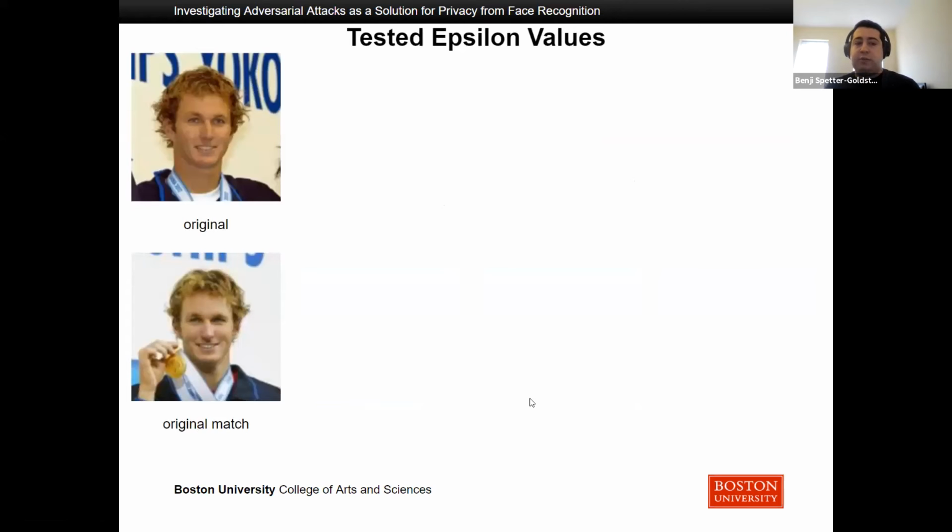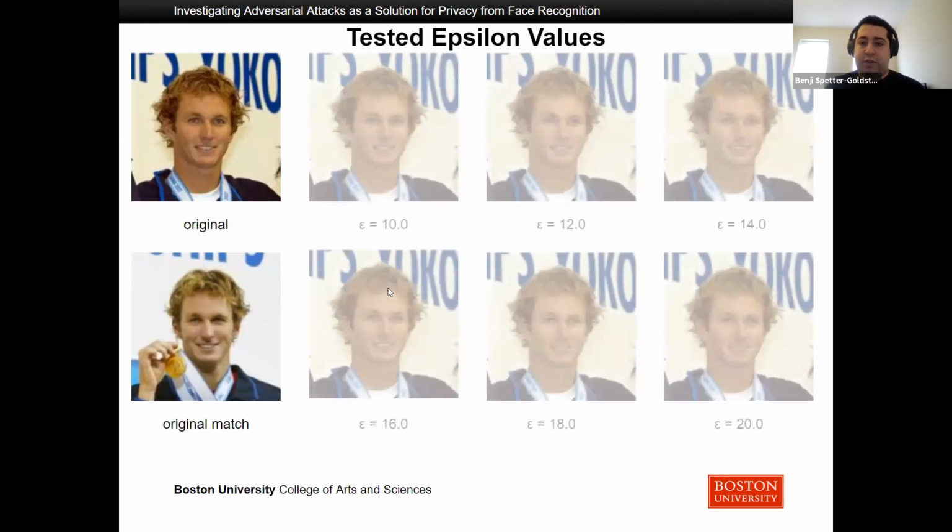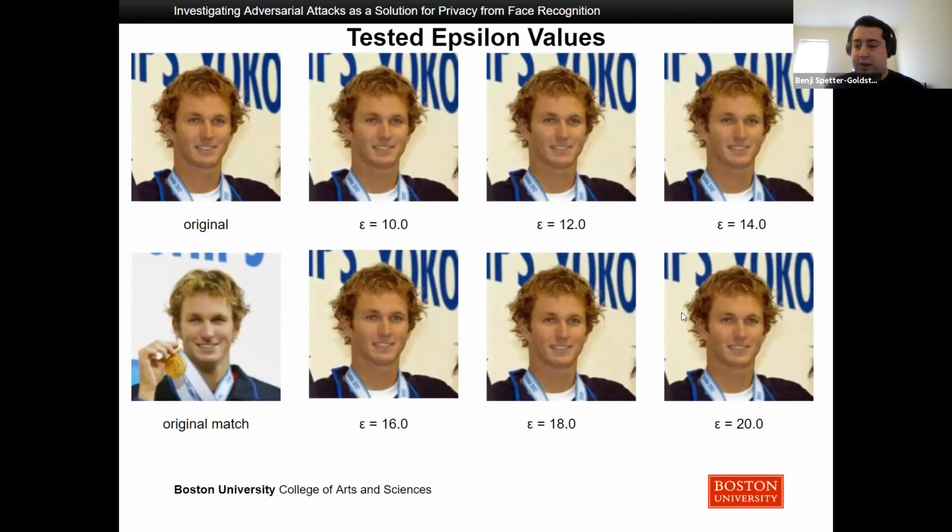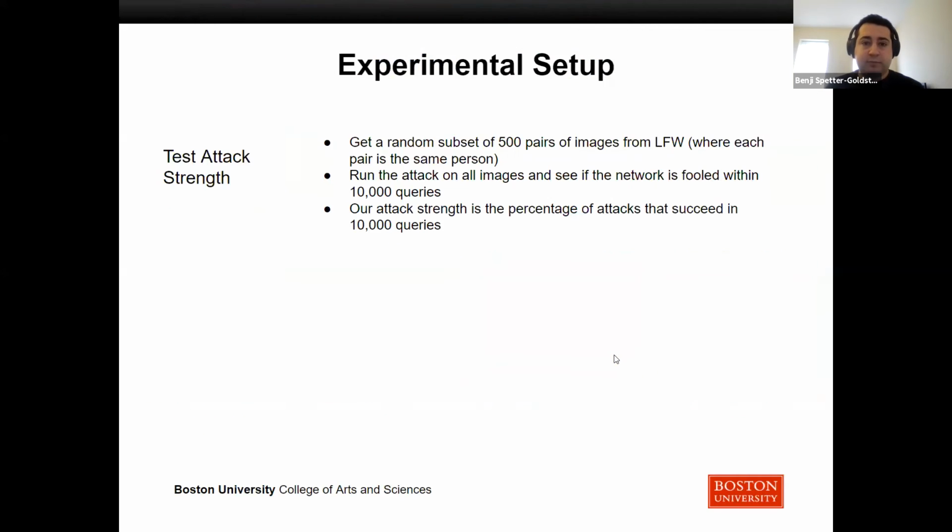So in this project, we had some tested epsilon values. As an example, here's our original image, and here's the match image that we use to test the distance. And here are the various epsilon values that we tested across for this project. So everywhere from 10 to 20.